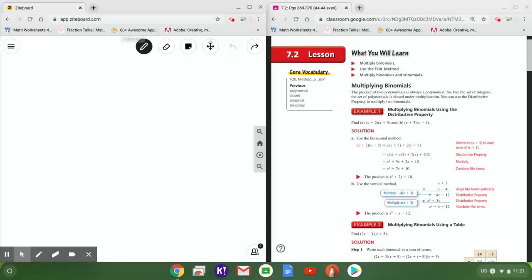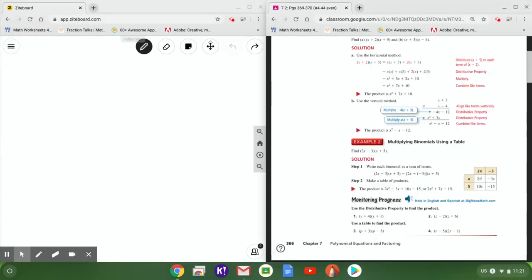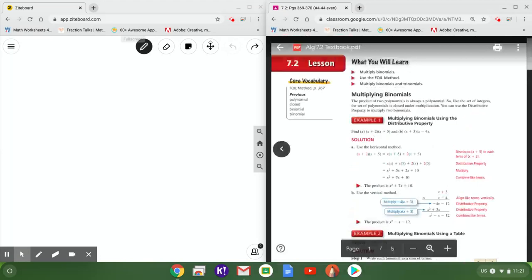Morning. So I wanted to just make sure everyone's understanding how to multiply binomials. Again, it's very tempting just to look up the answers, but eventually you're going to get tested on this, so you need to know how to do it. If you look in the book, it gives like 3 different ways.